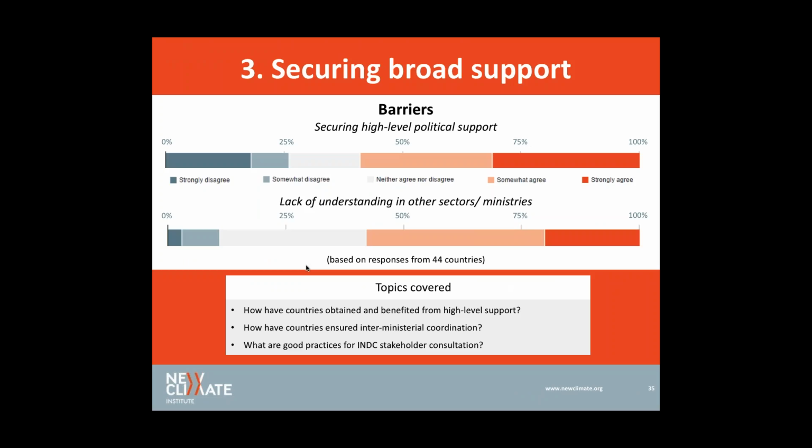Coming to the second or the third element here, securing broader support. How can that be done? This relates to the last two challenges, that's securing high-level political support and lack of understanding. And here we have three areas on how to help. How have countries obtained high-level support and benefit from it? How to ensure the interministerial coordination and what is good practice in stakeholder consultations. I think these are the three elements that are important here.